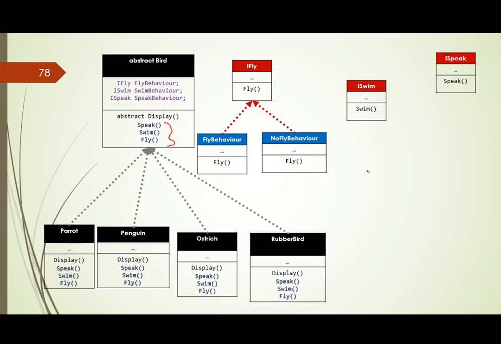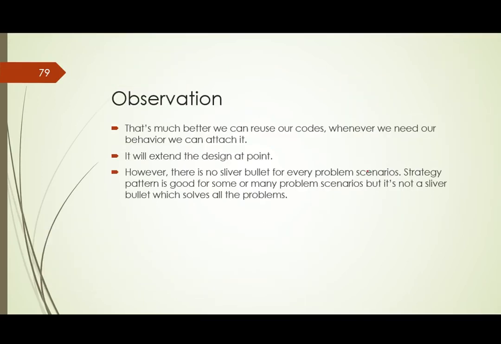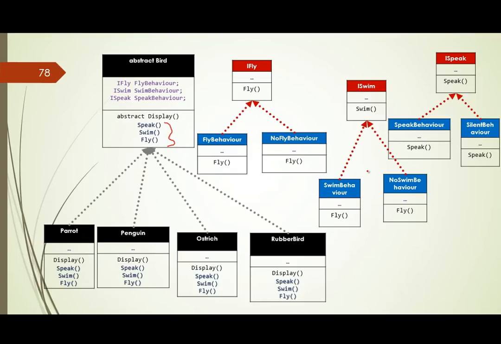If you have 2 types of fly solution or 10 types, just write the class for that type. So swim, we have swimming behavior, no swimming behavior, and so on. Speak, no speak, or silent behavior, or something like that. So what we're going to do is initialize these behaviors based on our object or based on our requirements. So let's see some of that in code.